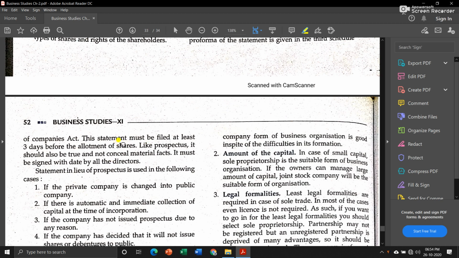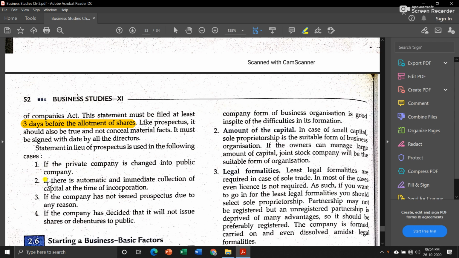Now, this statement, a company has to file it 3 days before allotment. Before allotting the shares, a company has to file this statement in lieu of prospectus 3 days before. Like a prospectus, it should also be true and not conceal material facts. It must be signed with the date by all the directors.